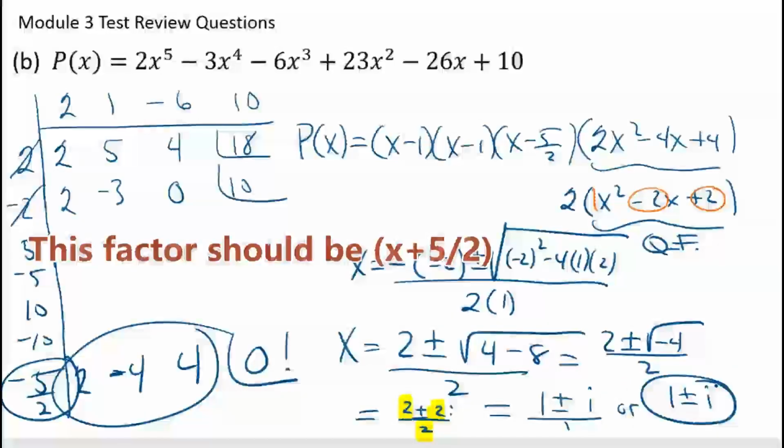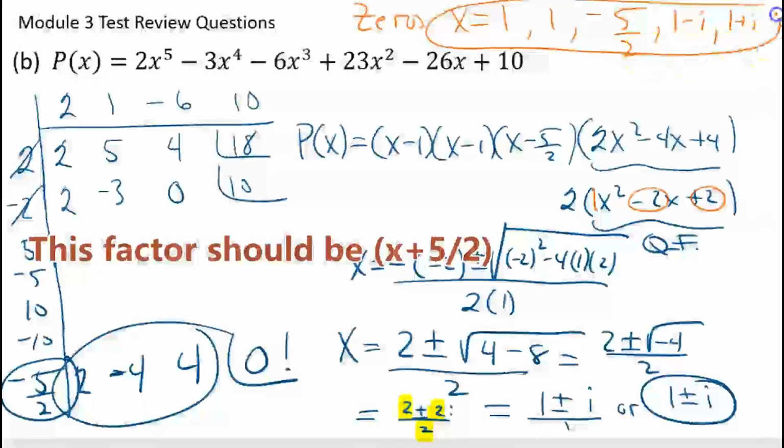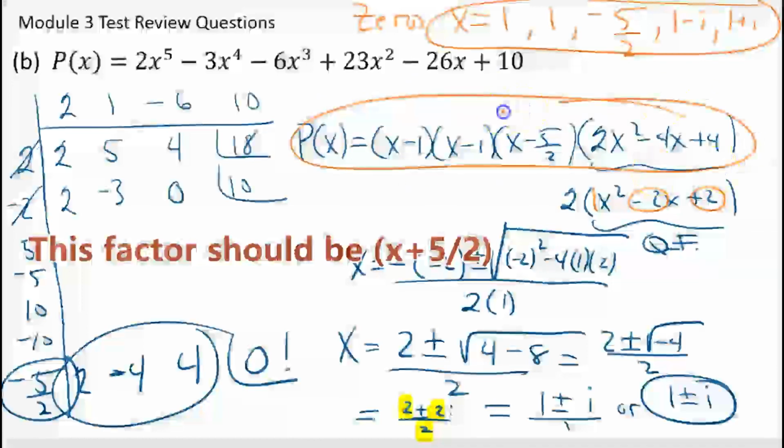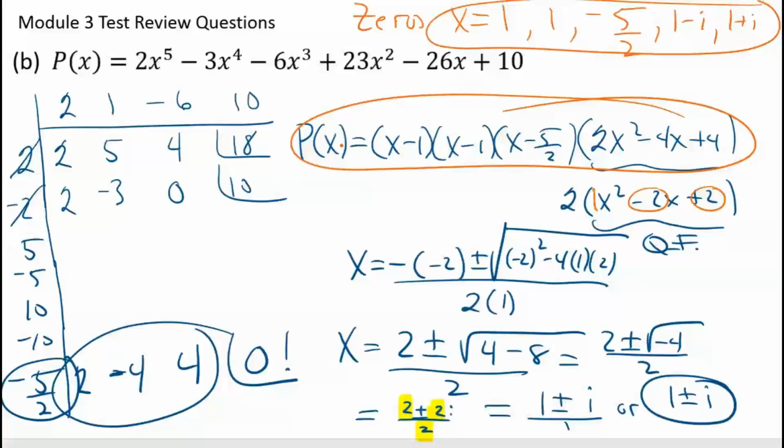Oh my goodness. So if we list the zeros, remember we got x is equal to 1 and 1 twice. We got x is equal to negative 5 halves, and we got x is equal to 1 minus i and 1 plus i. Notice that is all 1, 2, 3, 4, 5 of our zeros. If you write that as a product of linear factors, you really can't, because it has this quadratic factor right here that won't break down. So that's as good as you can get by writing it as a product of factors.